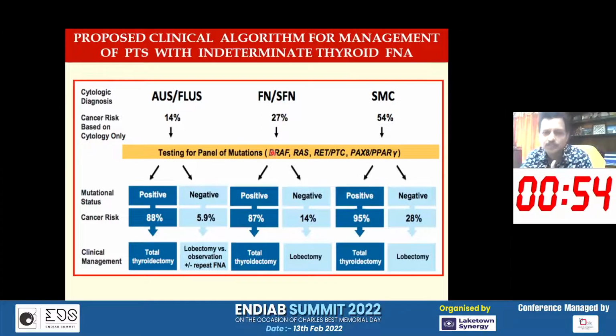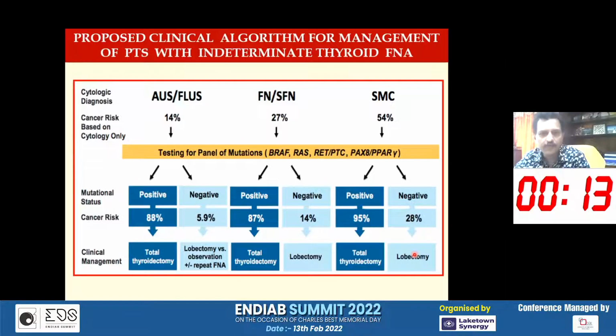Now these mutations, if present, are highly predictive of malignancy. On the other hand, if they are negative, then the possibility of malignancy is very low, and we can go for lobectomy, and the patient will not require any extensive surgery or total thyroidectomy. So therefore, the approach will be different. If the patient has a positive mutation, we should go for total thyroidectomy, and if the patient has a negative mutation, then we can go for lobectomy, or we can wait, repeat the FNAC and observe.